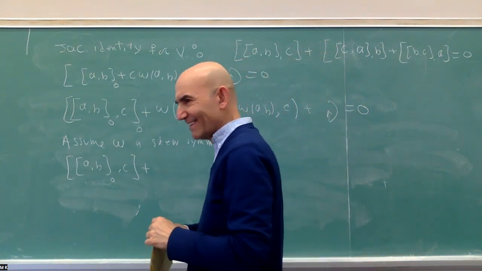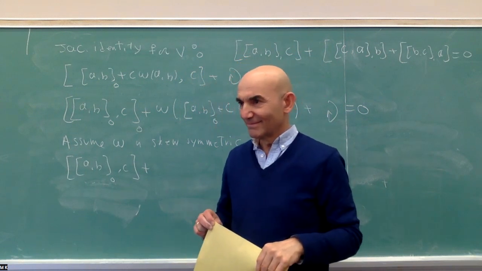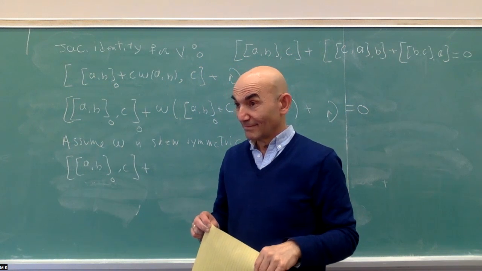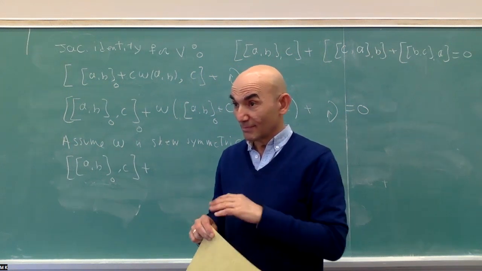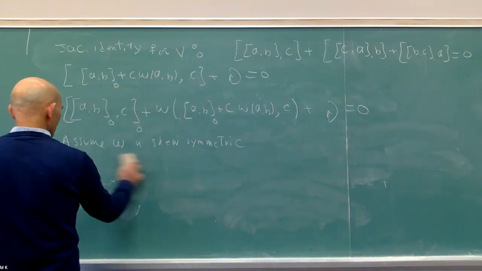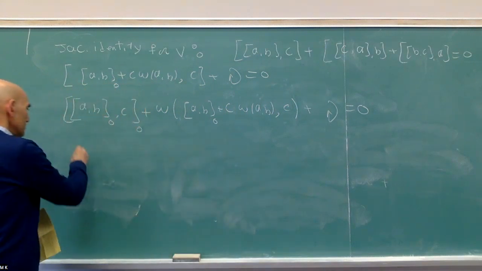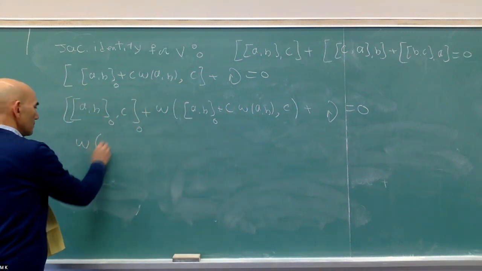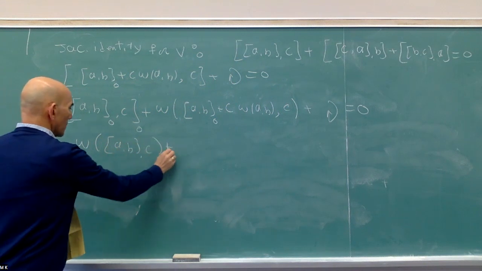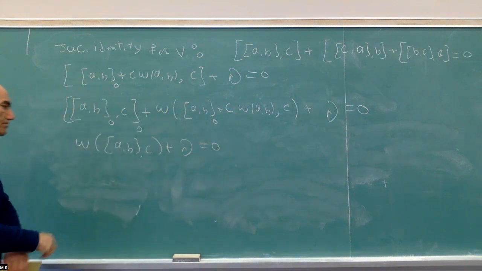I think I got it. What you want for the 2-cocycle is essentially the Jacobi identity, but the outer brackets become omegas. So you want omega of bracket A, B, and C plus cyclic permutations to be equal to 0. I think that's what you get.